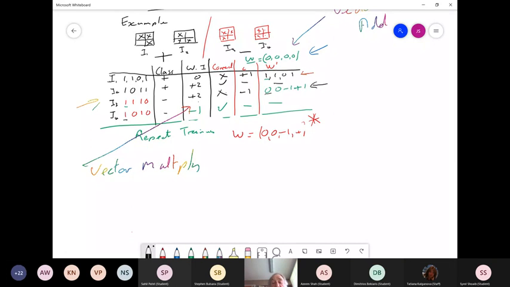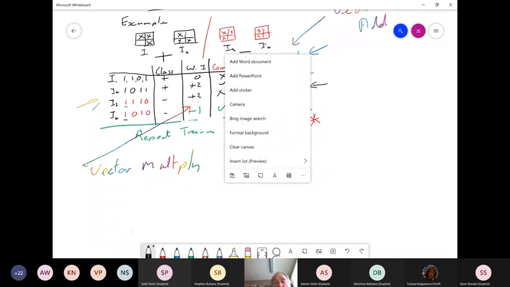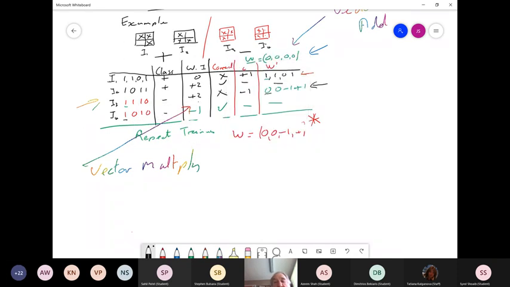Final negative pattern, the scalar product of the latest vector with I4 is going to be 0 times 1 is 0, plus 0 times 0 is 0, minus 1 times 1 is minus 1, and 0 times plus 1 is 0. Total is minus 1. It is correct, no change. And that is the end of the first iteration.